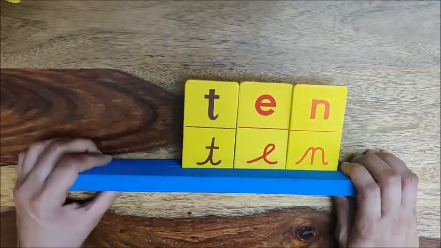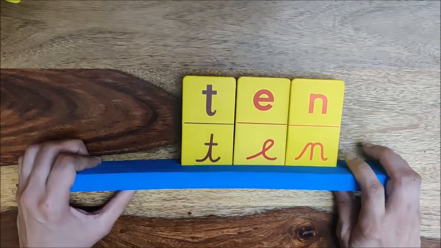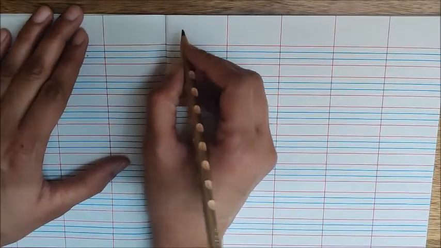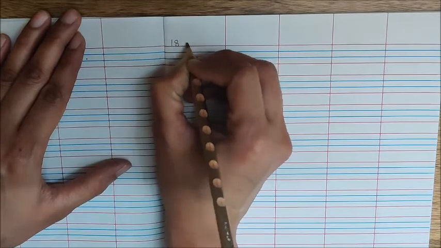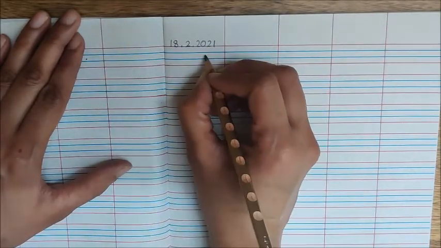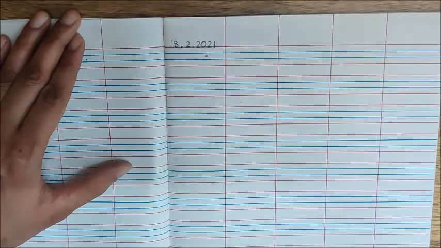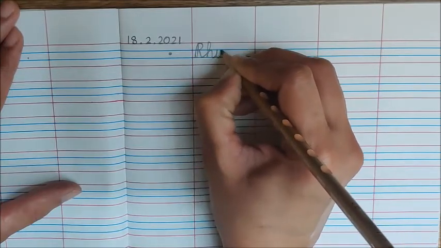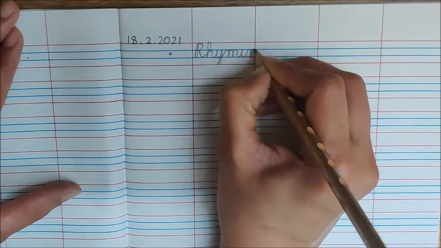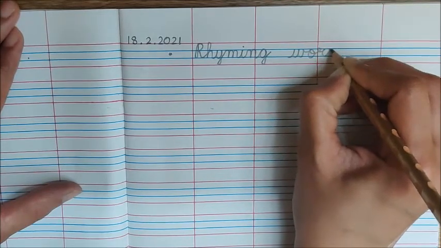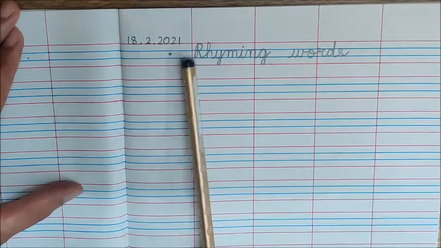After revising rhyming words, children, it's time to write rhyming words in our English notebook. So take your English notebook, open a new page, write down here today's date. Today is February 18. 18.2.2021. Now children, below the date put a dot and here write down rhyming words. R H Y M I N G, W O R D S.